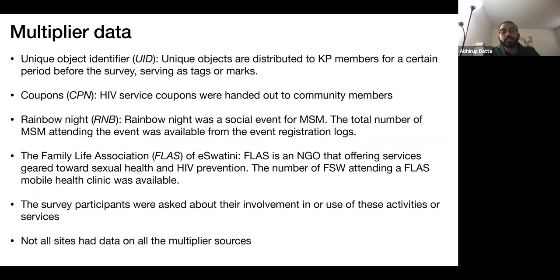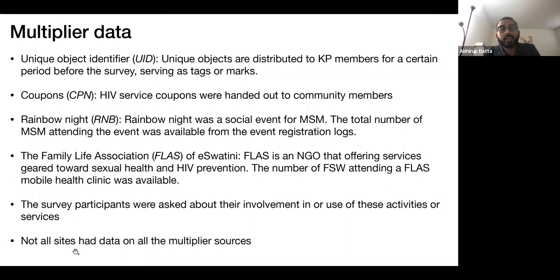Rainbow Night, I mentioned, is a social event for MSM. So the total number of MSM attending the Rainbow Night was available. And then in the survey, they were asked whether they attended the Rainbow Night or not. Similarly, FLAS was an NGO offering services geared towards sexual health and HIV prevention, and the number of female sex workers who attended the FLAS health clinics was also available. And in the survey, they were asked whether they attended the health clinic or not.